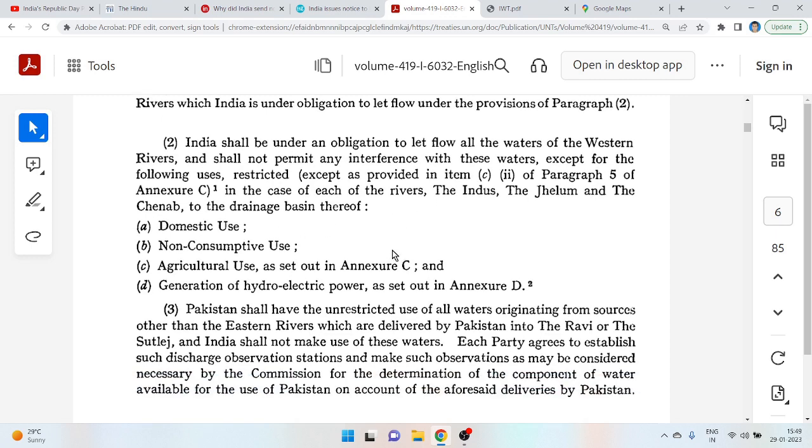So, here India can use it for domestic use, non-consumptive use, agricultural use and generation of hydroelectric power. So, agricultural use as per annexure C, that is also given here, and hydroelectric power as per annexure D. Now, I will show you first annexure C. So, the exception case is given here. What is the limitation of use by India? So, move to annexure C.